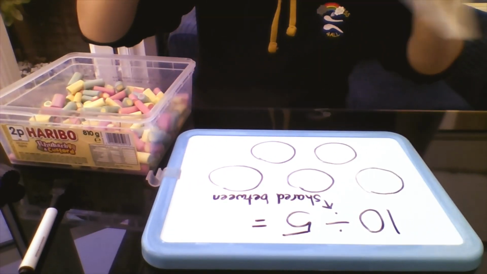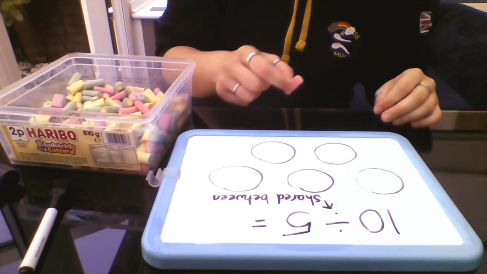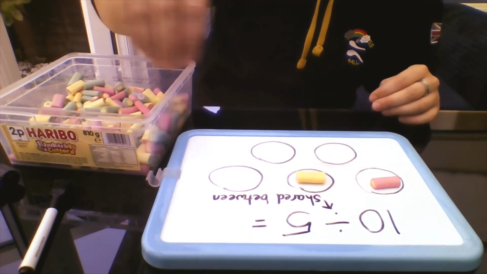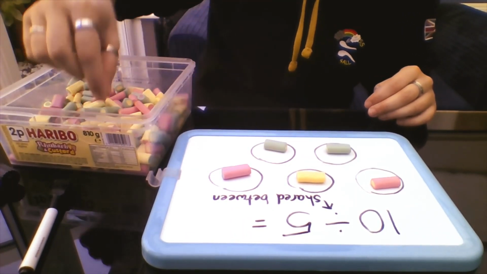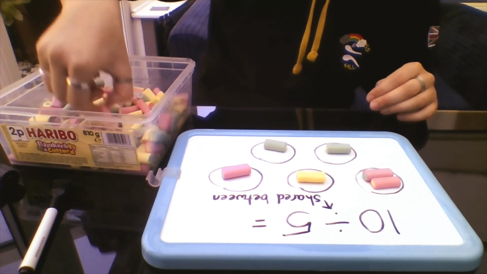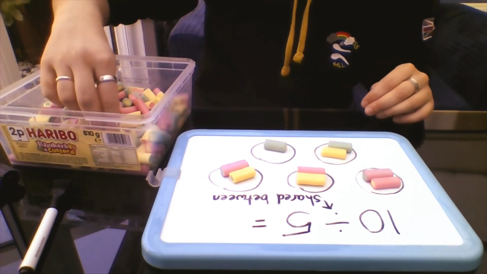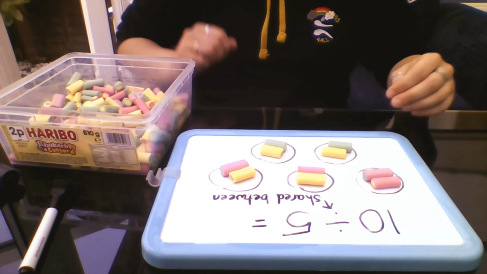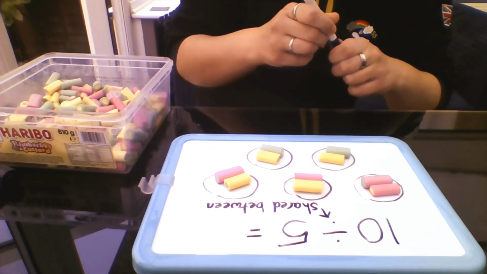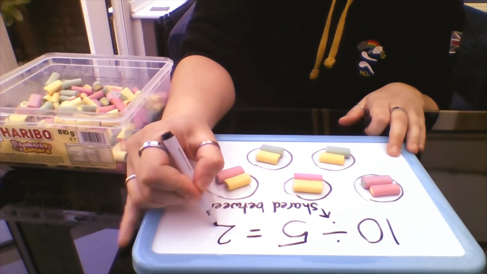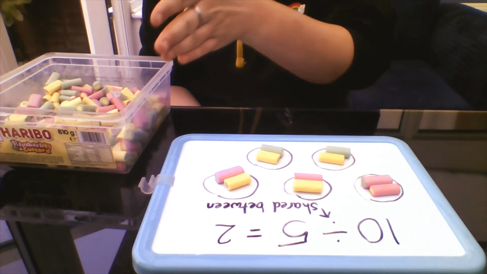I'm taking my 10 sweets and I'm going to count out until I've got 10 shared equally between the groups. 1, 2, 3, 4, 5, 6, 7, 8, 9, 10. Okay, so that's shared equally. I'm hoping you can see that. And in each group, I have 2. So 10 shared equally between 5 is 2, or 10 divided by 5 is 2.